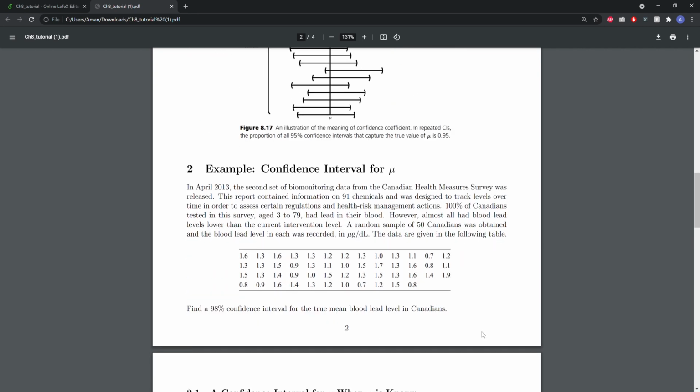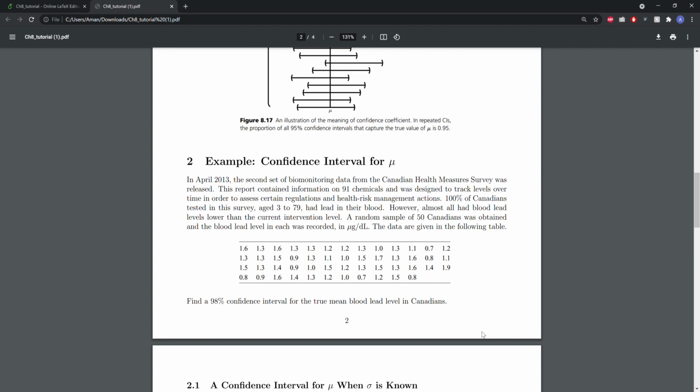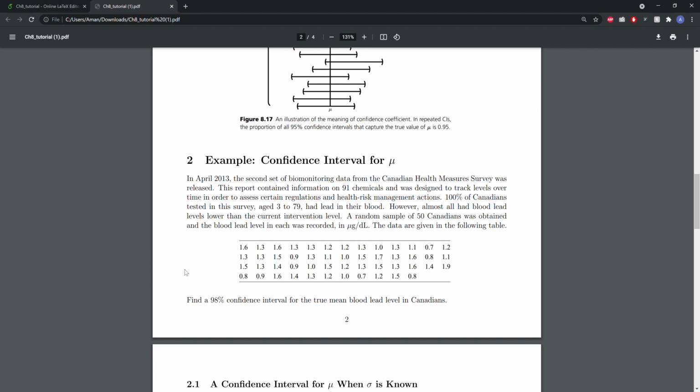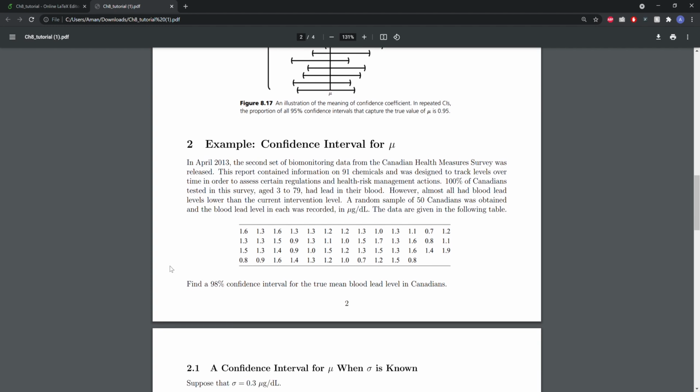Now below is an example of how to calculate the confidence interval for mu. In April 2013, the second set of biomonitoring data from the Canadian Health Measures Survey was released. This report contained information on 91 chemicals and was designed to track levels over time in order to assess certain regulations and health risk management actions. 100% of Canadians tested in this survey, aged 3 to 79, had lead in their blood. However, almost all had blood lead levels lower than the current intervention level.